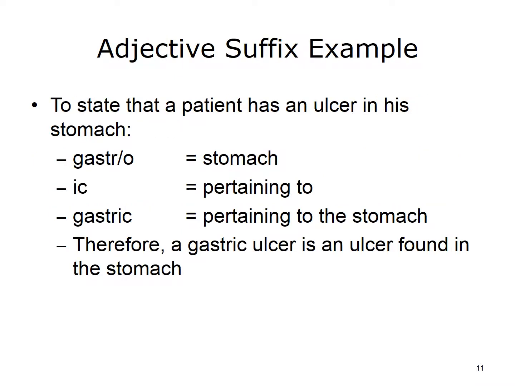Here is an example of an adjective suffix. To state that a patient has an ulcer in his stomach, we take the word root gastro, which means stomach, and then add the suffix ic, which means pertaining. When we combine the parts, we drop the o because we don't use the two vowels together. We therefore get gastric, or pertaining to the stomach. So a gastric ulcer is an ulcer that is found in the stomach.